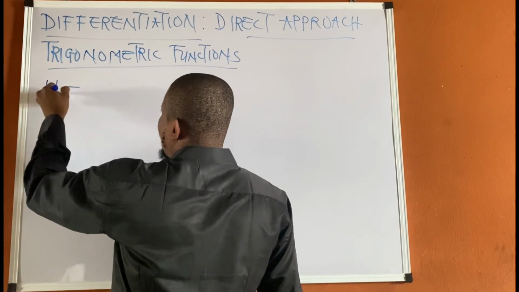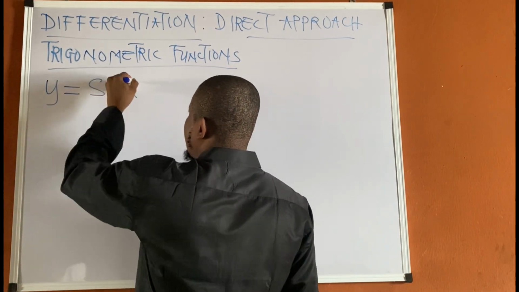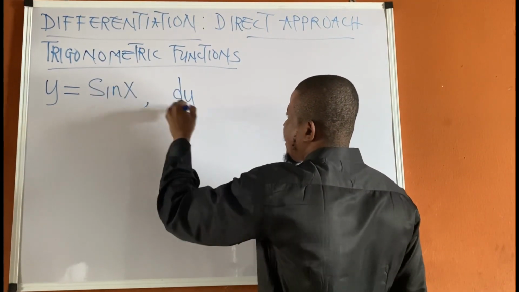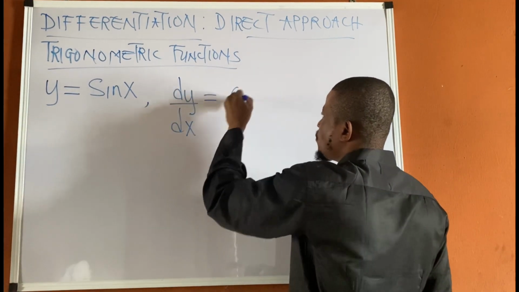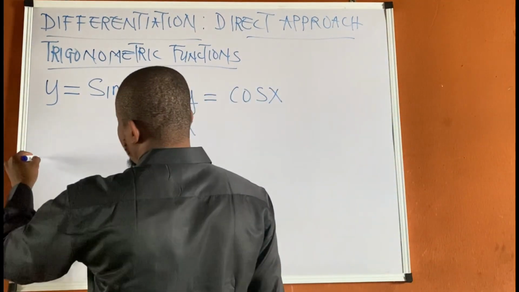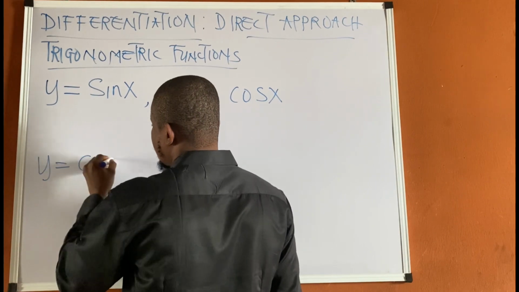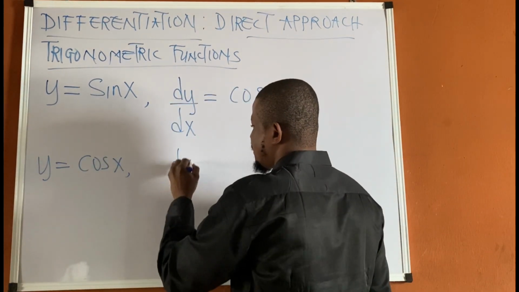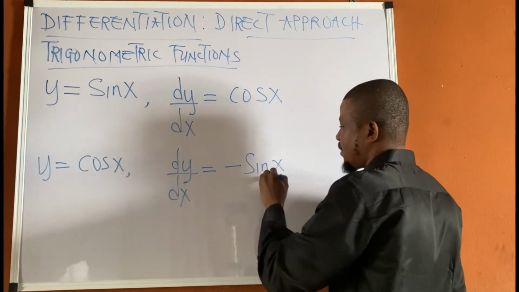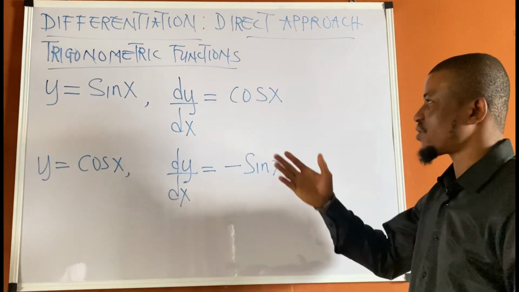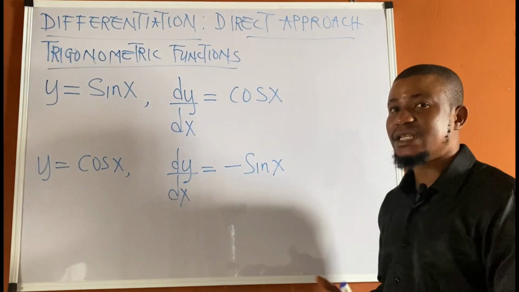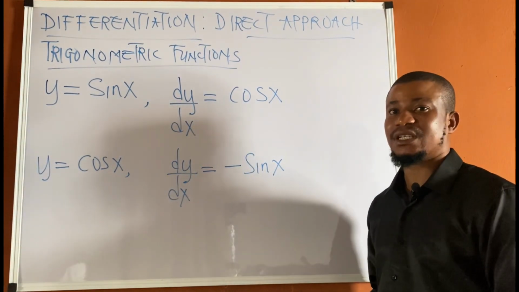If you're given a function y equal to sine x, then dy/dx is equal to cos x. If you have a function y equal to cos x, then dy/dx is equal to minus sine x. This is the differentiation of the basic trig functions. And if you can differentiate sine and cos, then you can manipulate any other differentiation of trigonometric functions.